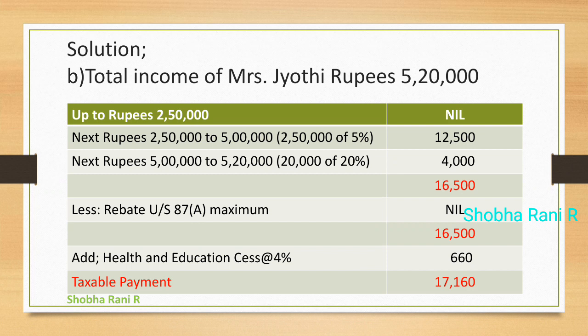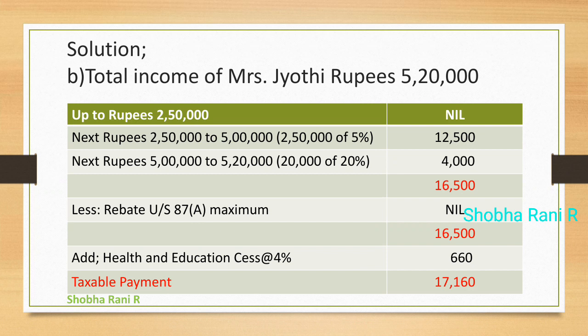Next, rupees 5 lakh to 10 lakh rupees, the income tax rate is 20%. Whereas the assessee's income is only 5,20,000, we have to take the difference of rupees 5 lakh to 5,20,000. The difference amount is 20,000. On 20,000, 20% comes to 4,000. So the total resultant figure is 16,500. Less rebate under section 87A.